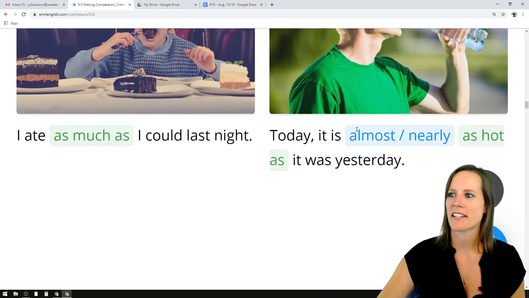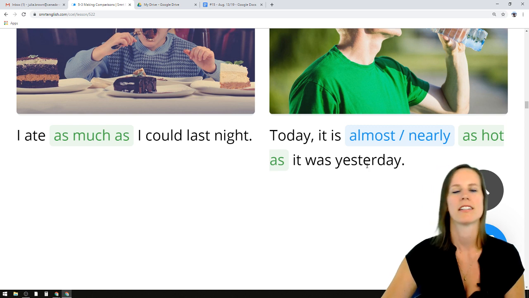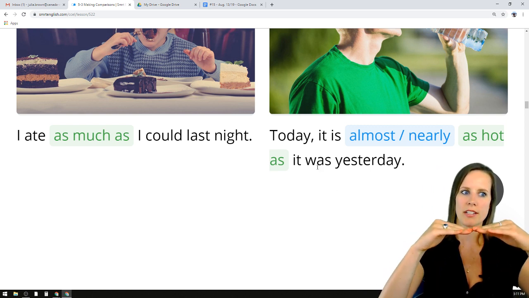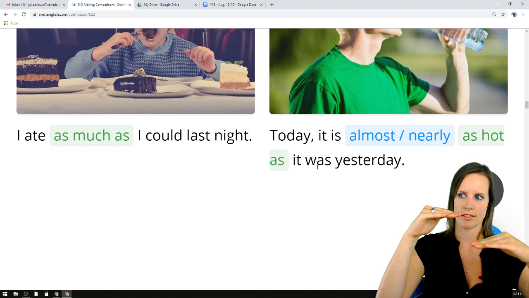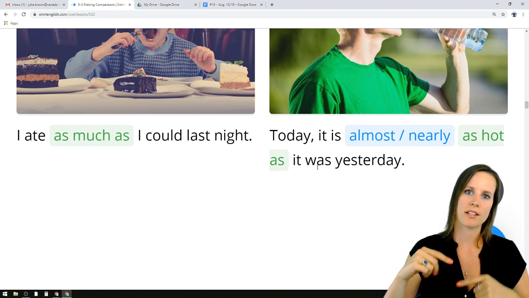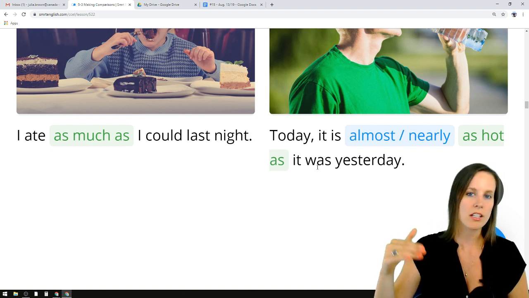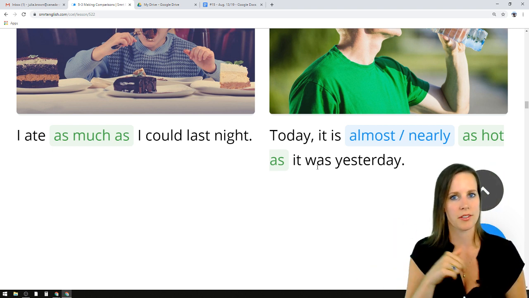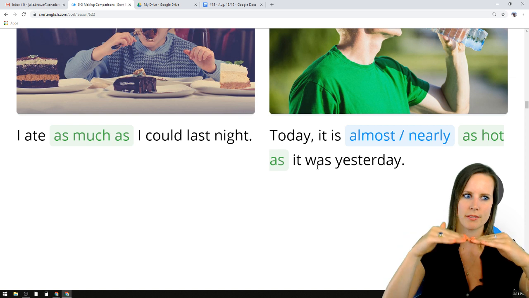Okay, here, let's look at this one. Today, it is almost or nearly as hot as it was yesterday. Okay, so here we have a slight difference. This means that yesterday it was a little hotter. Okay, so there's a slight difference.